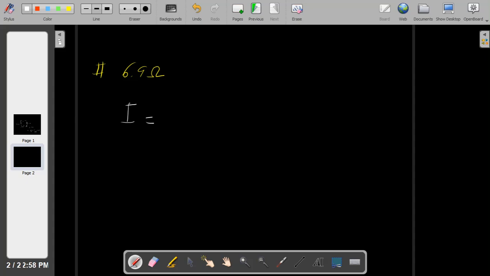Your current equals your voltage divided by your resistance. So now you need to modify how this is written, because they're not asking for the current, they're asking for the resistance. So you need R, and R is your voltage divided by your current. And you have everything. The problem gave you all the numbers you needed.